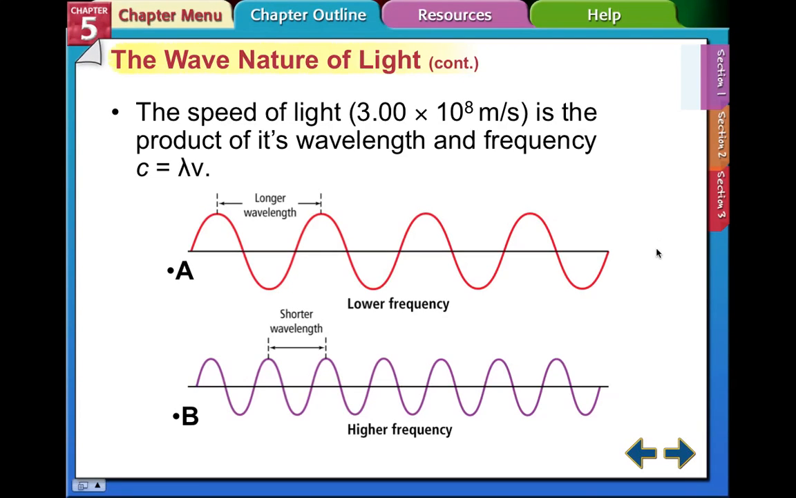Okay. Here we have two separate waves. Remember, c is the speed of light. It doesn't change. This is a constant, 3.0 times 10 to the 8 meters per second. Now, look at this red one. You can see that the wavelengths are spread apart. They are longer than the purple ones, so we have a lower frequency. Purple ones are pushed together, shorter wavelengths, higher frequency.